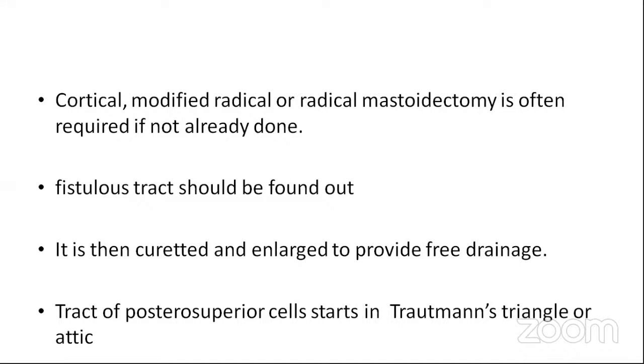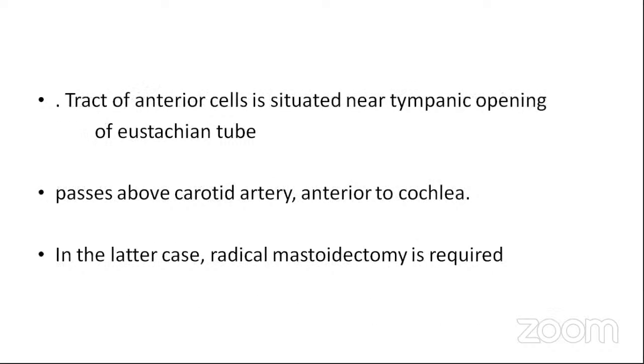The tract of posterior superior cells starts in Trautmann's triangle or in the attic. The tract of anterior cells is situated near the tympanic opening of the eustachian tube, passes above the carotid artery, anterior to the cochlea. In the latter case, radical mastoidectomy is required.